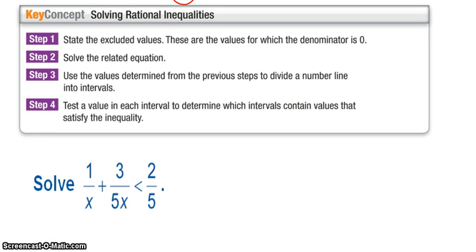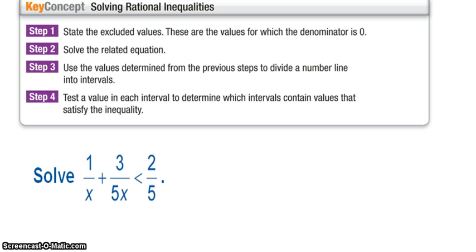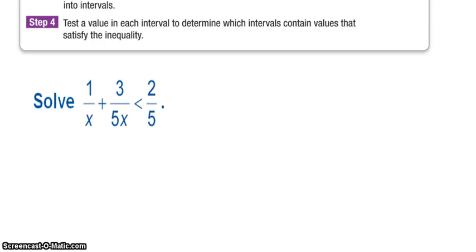Now I will occasionally have inequalities with these. So the way that we do this, we are going to make a sign chart, kind of like we did with quadratics and inequalities. So we're going to state the excluded values first. Then we're going to solve the related equation, so we change the inequality symbol to an equal sign. Then we'll solve that equation and use that value as well as any excluded values to make our sign chart and see where it works out. So I've got my excluded value: x cannot equal 0.